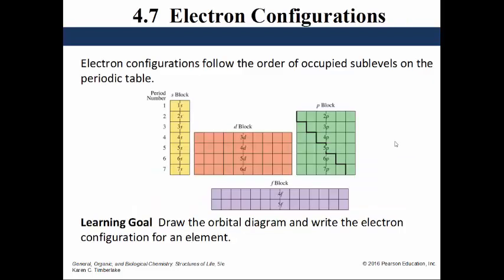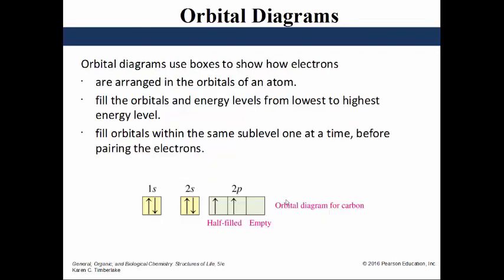These electron configurations follow the order of occupied sublevels on the periodic table. Again, by looking at the table, just by knowing some basic facts about chemistry and knowing what to look for, you can tell a lot of characteristics of any element just by where it's placed on that table. So all these in the S block here will have just 1. Then the D block here, P, and then F.